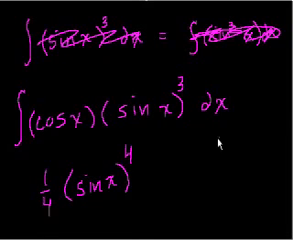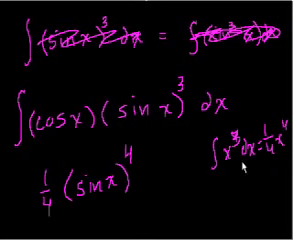And how did we do that? Because we know that the integral of, say, x to the third dx is equal to 1/4 x to the fourth. But instead of an x, we had a sine here. And remember, the reason why we did that is because the derivative of the sine function is sitting right here.